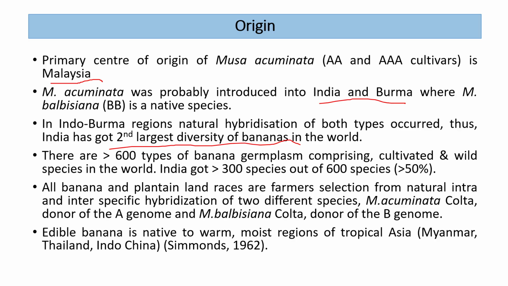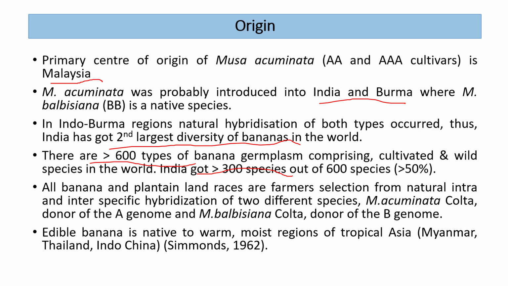Because natural hybridization occurred in this area, India has the second largest diversity of bananas in the world. There are more than 600 types of germplasm together, and among that India has more than 300 out of the 600. So that's why India has the second largest diversity of bananas in the world.